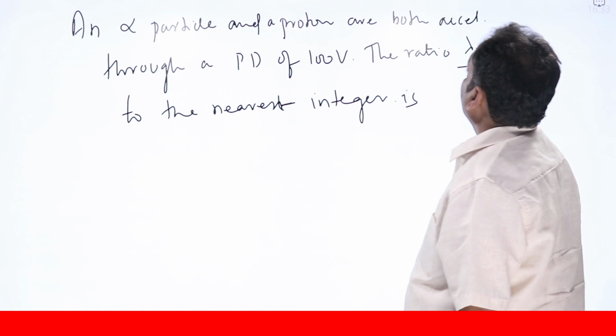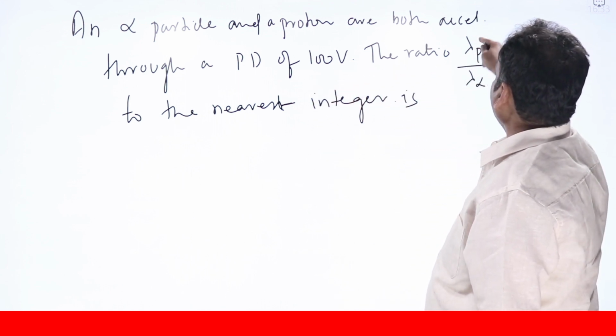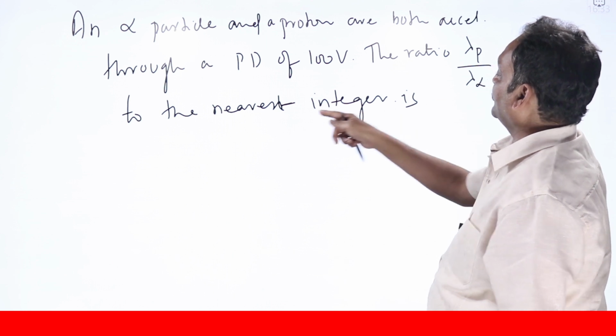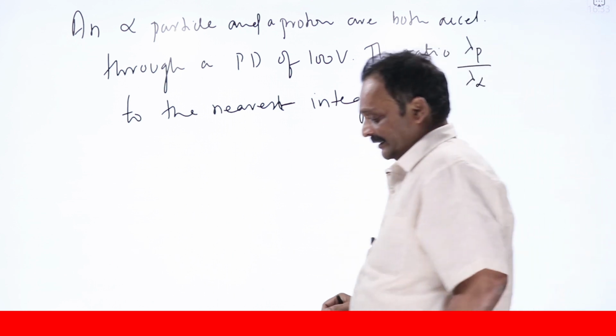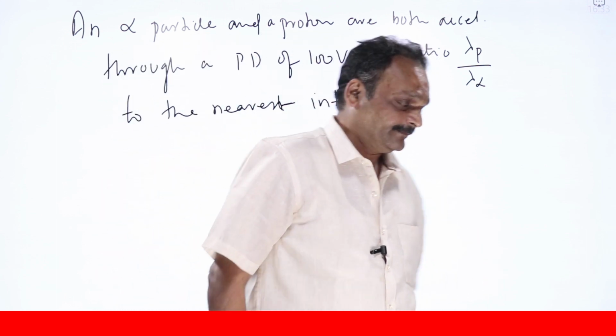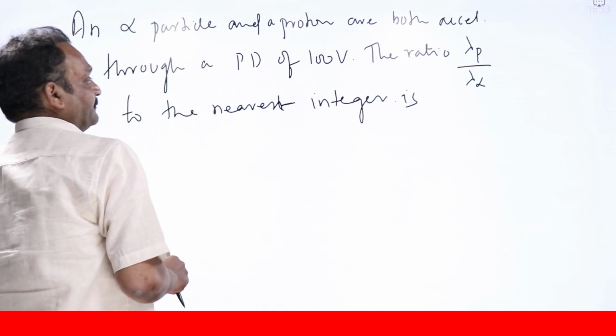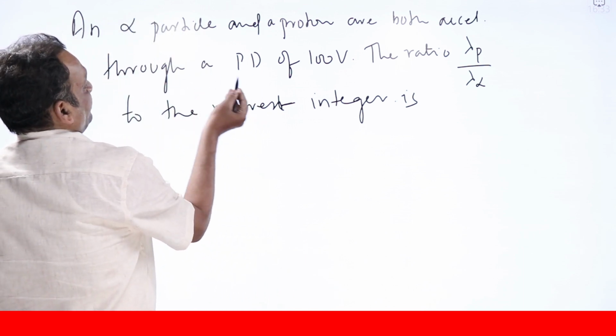An alpha particle and a proton are both accelerated through a potential difference of 100 volts. The ratio of lambda p to lambda alpha, to the nearest integer, is what he is asking. Okay, it is an integer type or numerical answer type question, or integer type also in some exam patterns. So they are accelerated through the same potential difference.